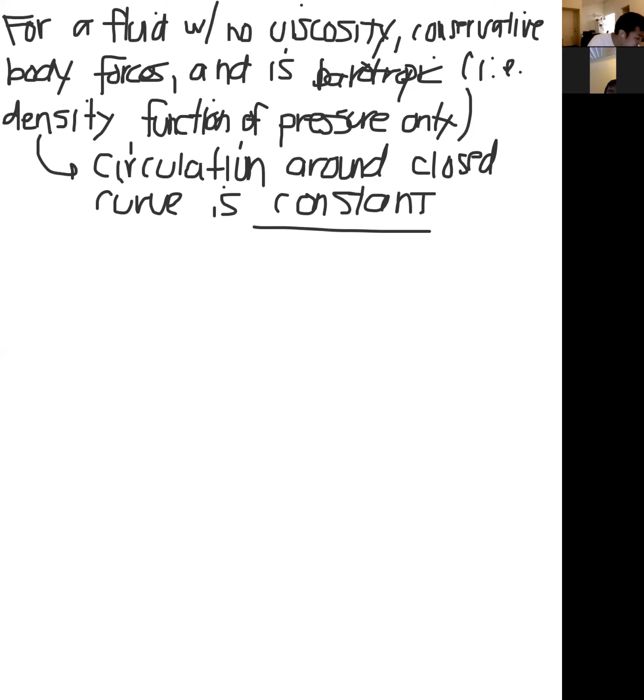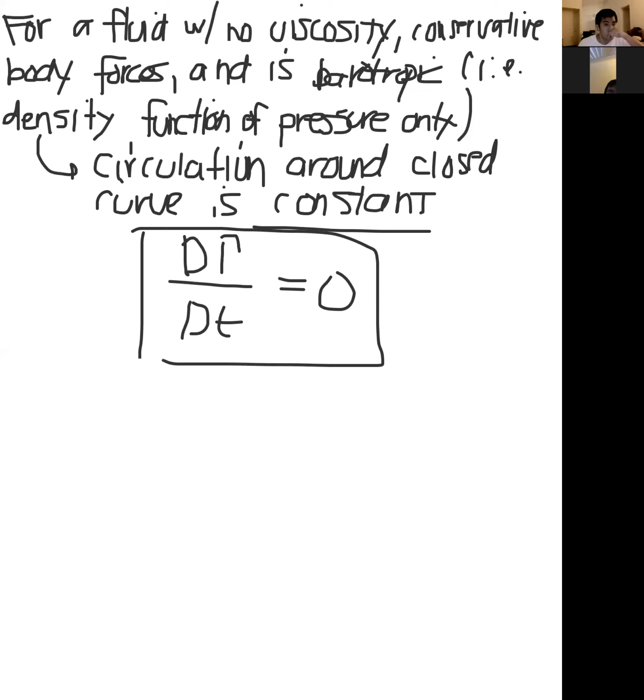Or mathematically, we can express this by taking the material derivative of the circulation, and that is going to be equal to 0. So if you have a fluid which satisfies all these conditions, no viscosity, conservative body forces, and is barotropic, then the circulation is going to be constant. The last two are usually pretty easy to satisfy. Usually the only body force that a fluid experiences is gravity, and that's conservative. And a lot of times, the barotropic assumption is valid. So the only one that we should examine is the no viscosity condition.